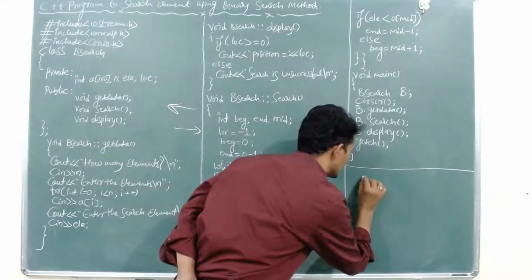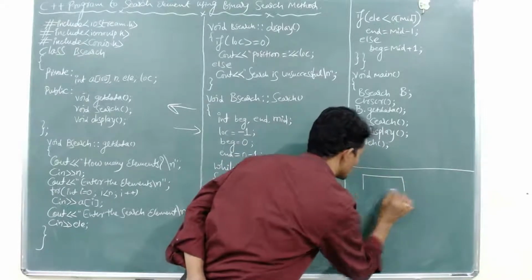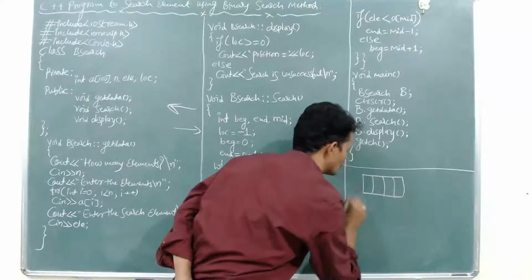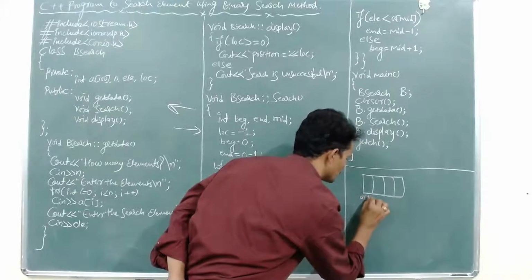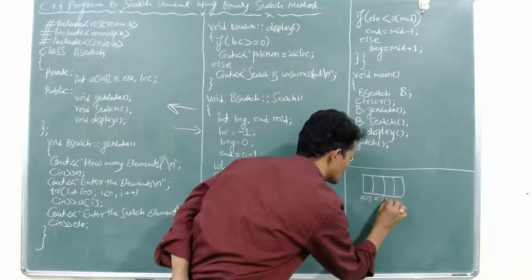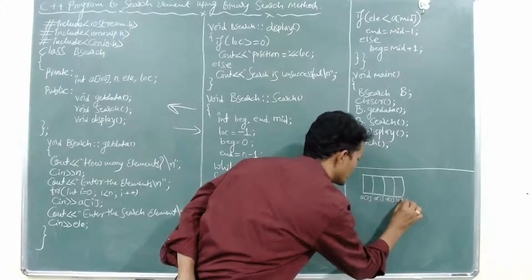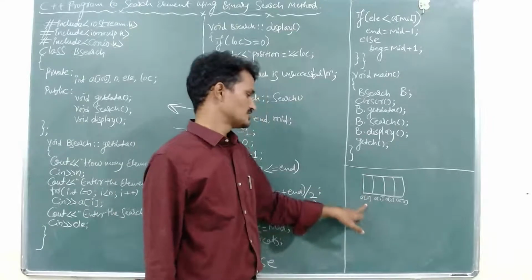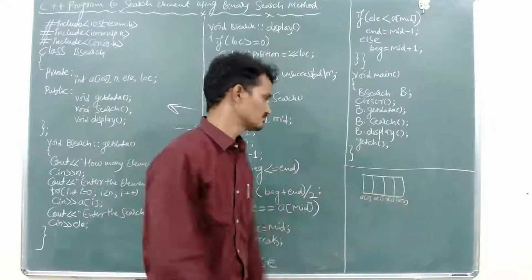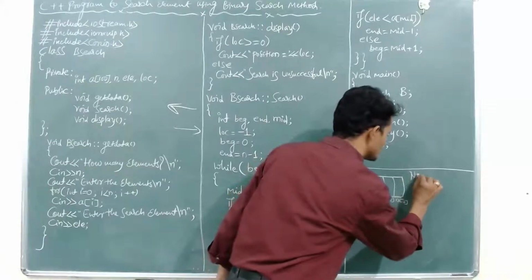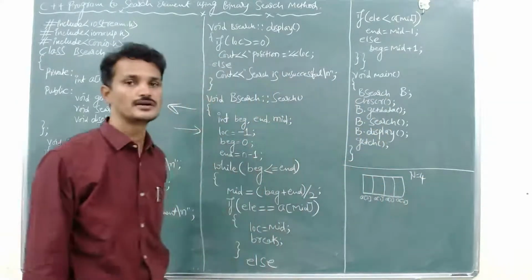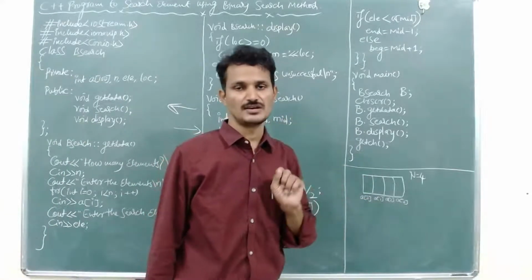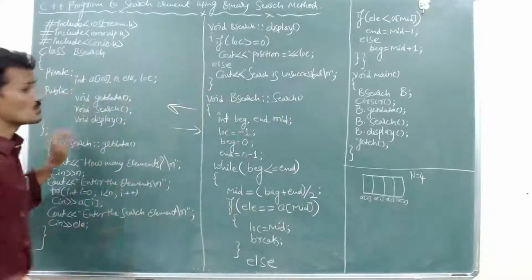Let me draw an array consisting of 4 elements. This is 1, 2, 3, 4. This will be A of 0, A of 1, A of 2, and A of 3. Have a look at this, an empty array. And n is equal to 4. So I am going to input 4 elements, and in those 4 elements only I am going to search the element. Fine. So this is the C++ program.